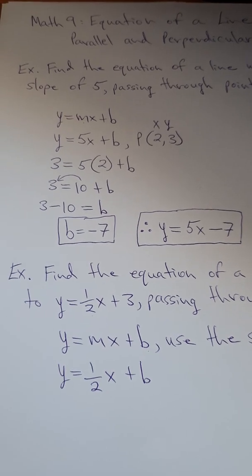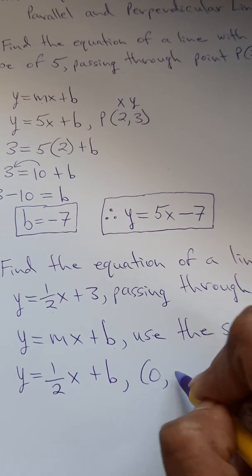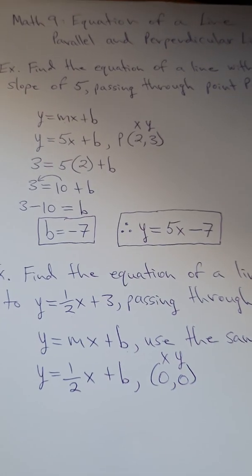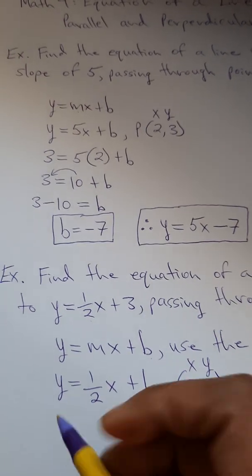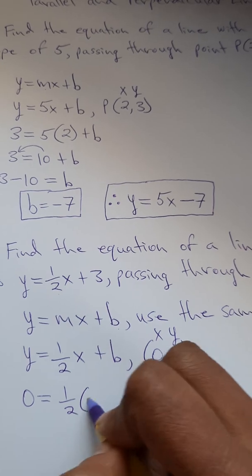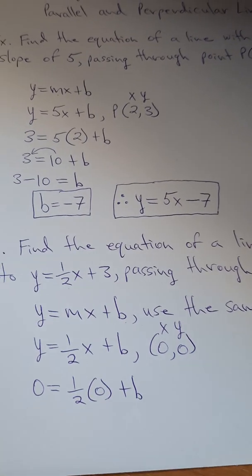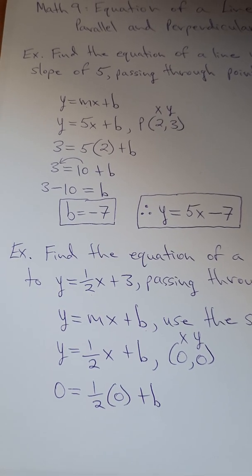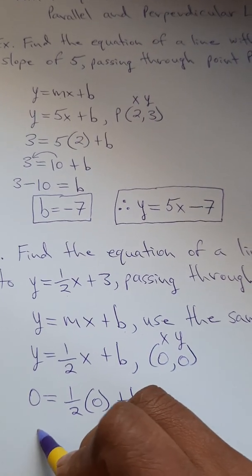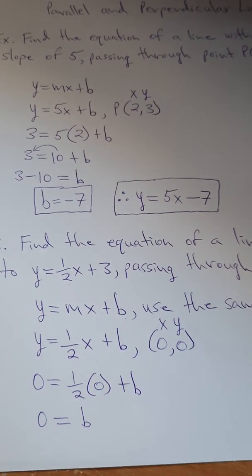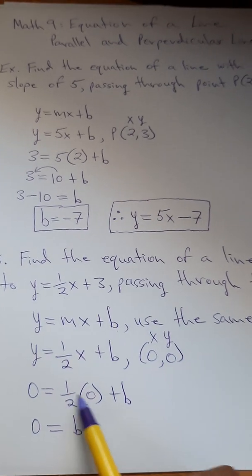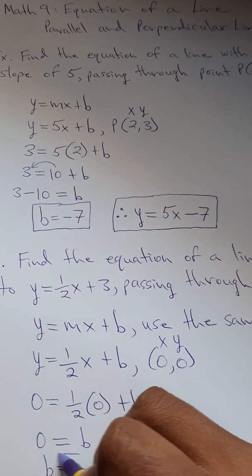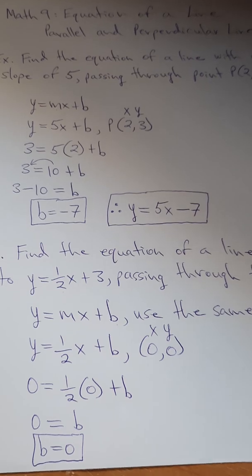Because this line is passing through the origin, I want to use point 0, 0 for both x and y, and I'm going to plug it into my equation. So 0 equals 1/2 times 0 plus b. Does everyone see that? There are quite a few questions where the line is passing through the origin, so don't get confused here. This is like 0 equals b, or b is equal to 0, because 1/2 times 0 is also 0. So let's write b equals 0. This is the intercept here.